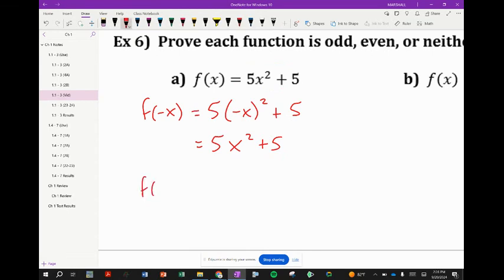Since f of negative x equals f of x, that's true, therefore this is an even function. We just proved that algebraically. We could use graphing to show that it is also even, but we're asked to do it algebraically, so we have to put negative x in.